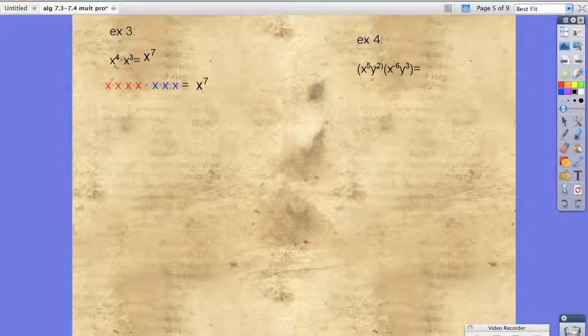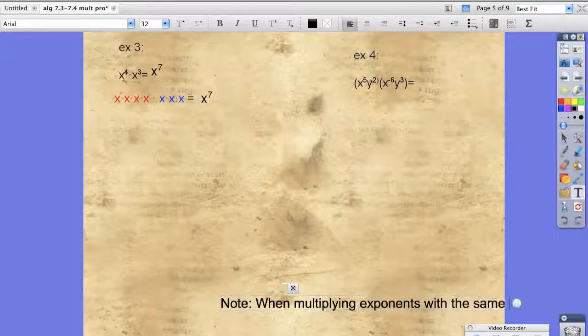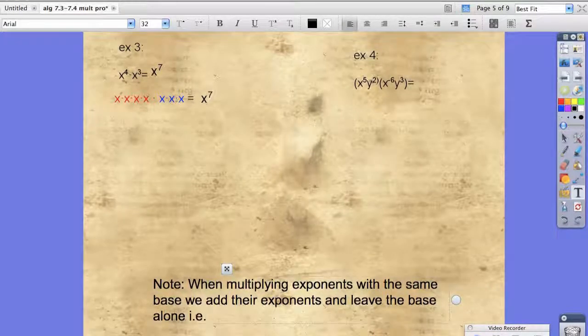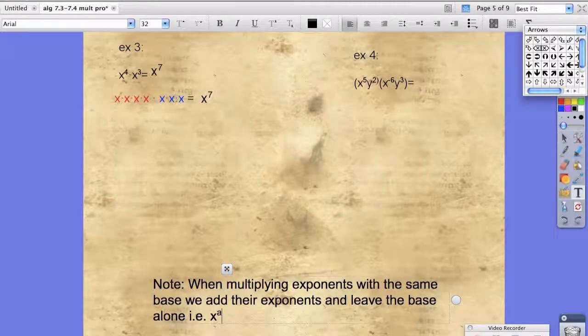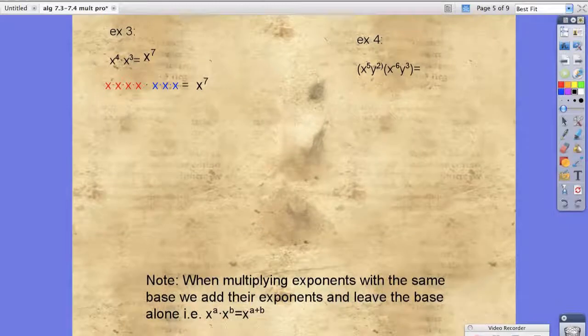So hopefully by now you've realized that when we multiply exponents with the same base, you probably want to write this note down. When multiplying exponents with the same base, we add their exponents and leave the base alone. So x to the a, for example, times x to the b would be equal to x to the a plus b. So we're just adding their exponents up.